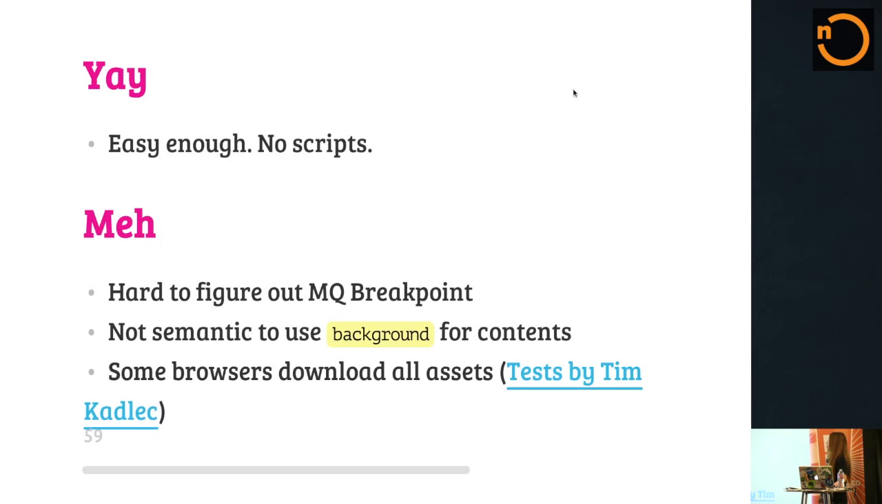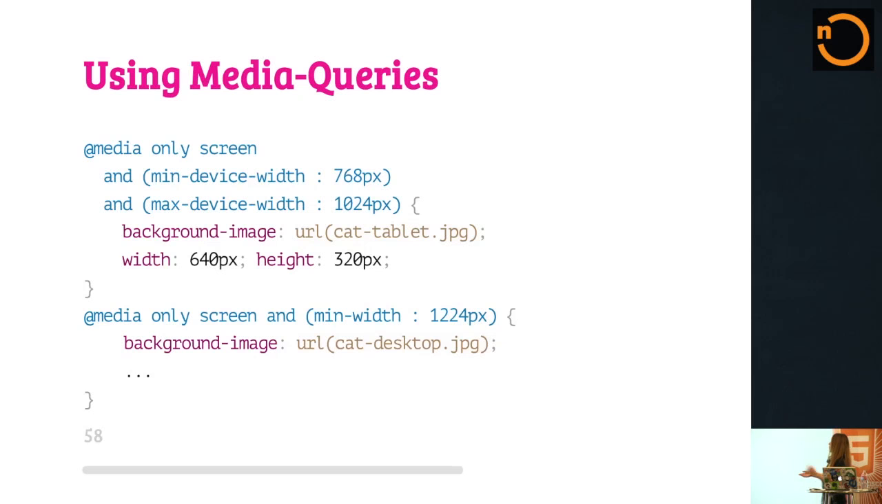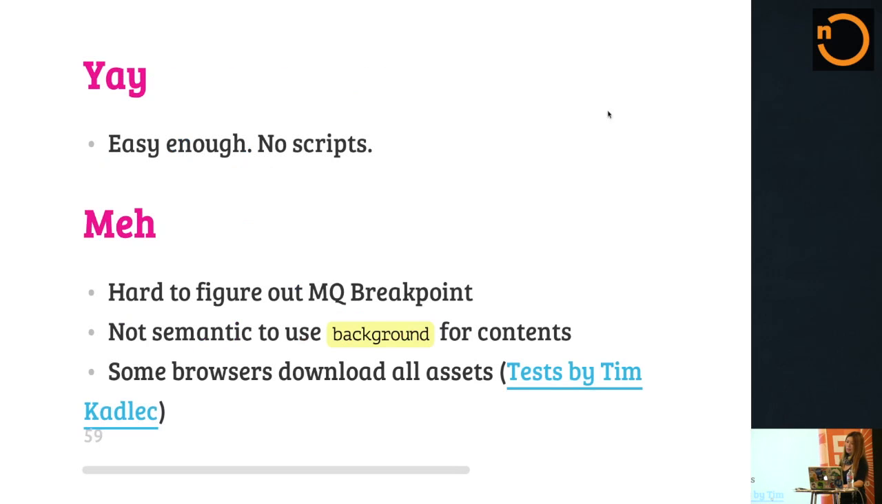And some browsers download all assets. So when you're talking about, let's say, a tablet or a larger screen, we need only one of those images. We don't need both. But some browsers download both anyway. It's wasting bandwidth. There's a test done by Tim Kadlec, and he has a nice test result on his blog page. So you should check that out, really.